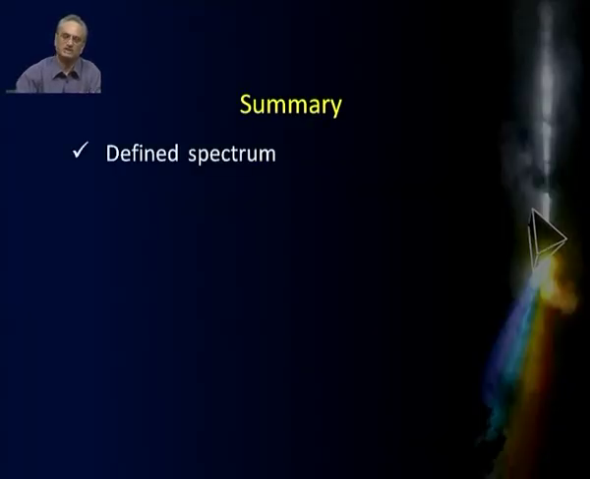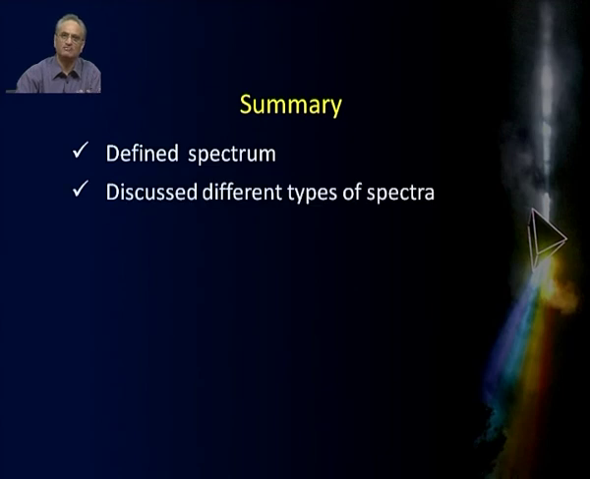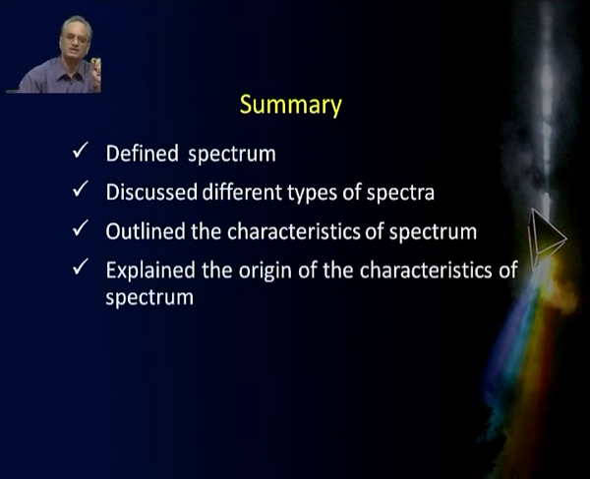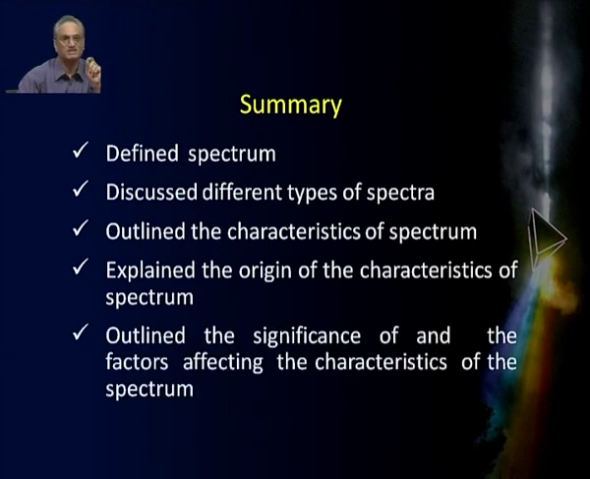Let us quickly wind up and sum up what we have done today. We have defined what a spectrum is, how it looks, and then we talked about different types of spectra. Thereafter, we outlined the characteristics of a spectrum: the intensity, the position, and the width. Then we explained the origin of each of these characteristics and outlined the significance of each of the factors affecting them. That means, what determines the intensity, what determines the position, what determines the width, and we discussed each one of them in detail.